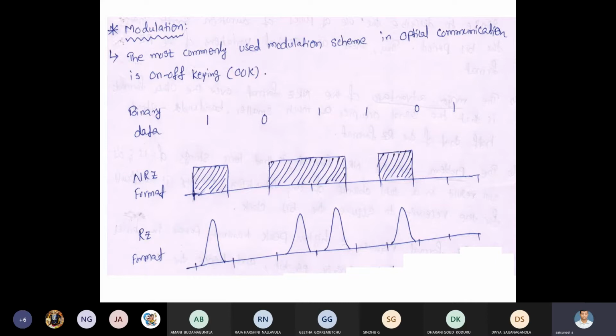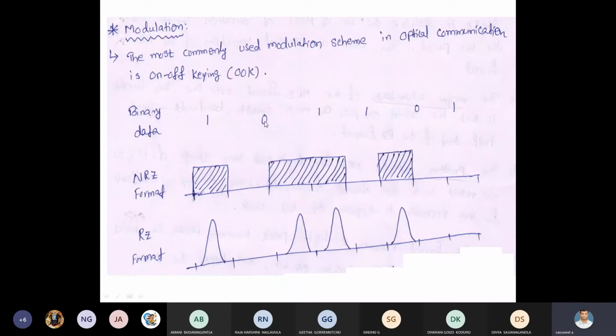On-off keying. Here see the representation of the signal. We are taking the binary data 1, 0, 1, 1, 0, 1. Here this kind of representation is in two formats: one is non-return to zero and the other is return to zero. What is the difference between non-return to zero format and return to zero format? Whenever the binary data is 1, in non-return to zero format, the total time period should be occupied.